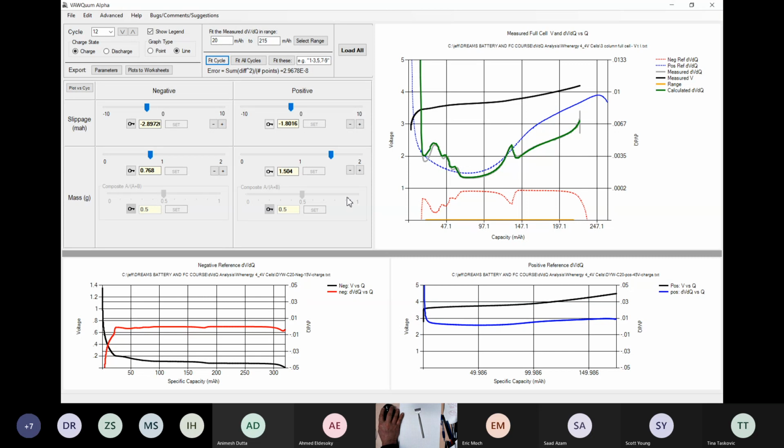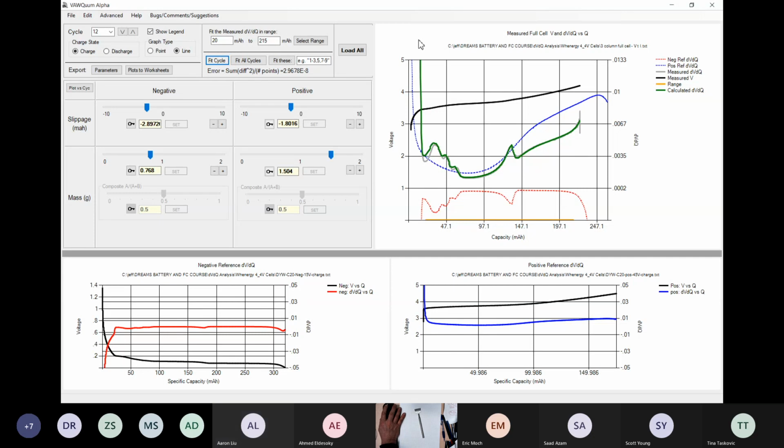Okay, any more questions about this before I leave the program? I have a question. Yep. So there is slippage for negative and slippage for positive. Is it possible to just have one slippage adjustment that's relative to maybe one of the electrodes instead?